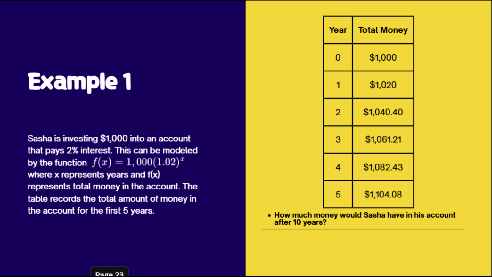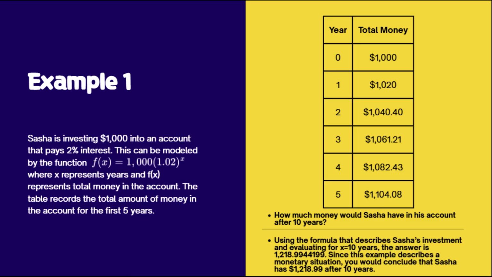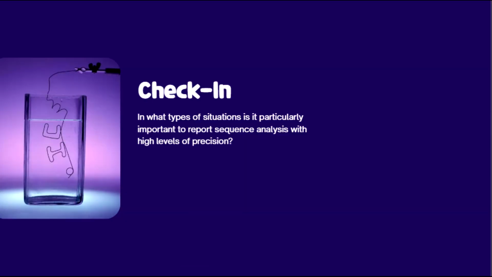So in order to solve this, you would just take your formula, put 10 in for x, and then solve. So using the formula that describes Sasha's investment and evaluating for x equals 10 years, the answer is 1,218.9944199. Since this example describes a monetary situation, you would conclude that Sasha has $1,218.99 after 10 years. You're going to cut it off right there because it's money, and money doesn't go past the hundredths place. Okay. Here's a check-in.